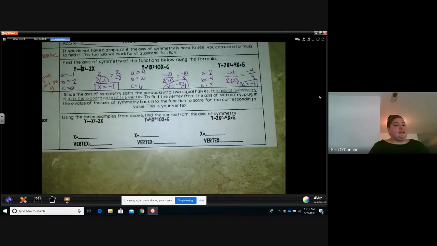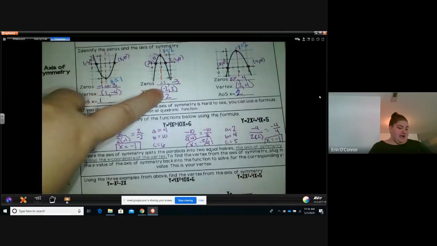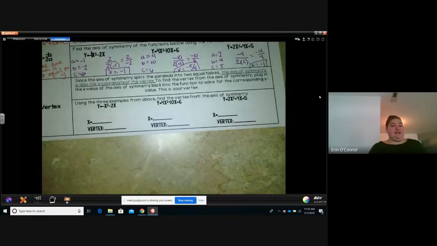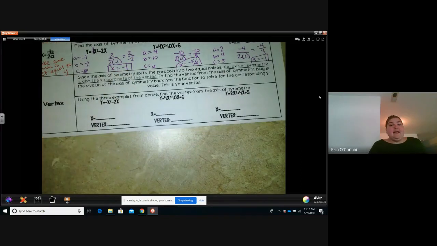Now, to find the vertex from that, since the axis of symmetry splits the parabola in 2 equal halves, the axis of symmetry is also the x-coordinate of the vertex. Just like here, x-coordinate, axis of symmetry, x-coordinate, axis of symmetry. So, to find the vertex from the axis of symmetry, you plug that x value of the axis of symmetry back into the function. So we're going to take this and plug it back in to solve for the corresponding y value. This is your vertex.